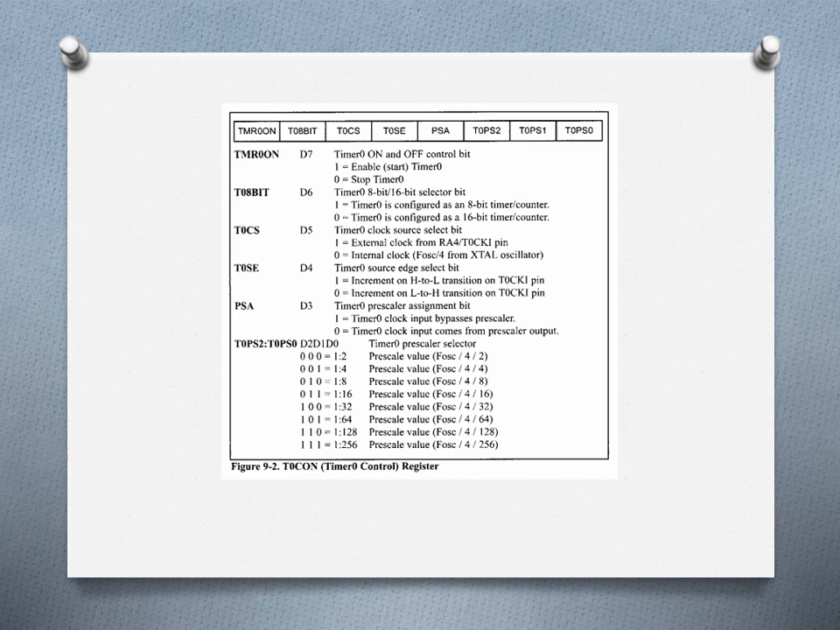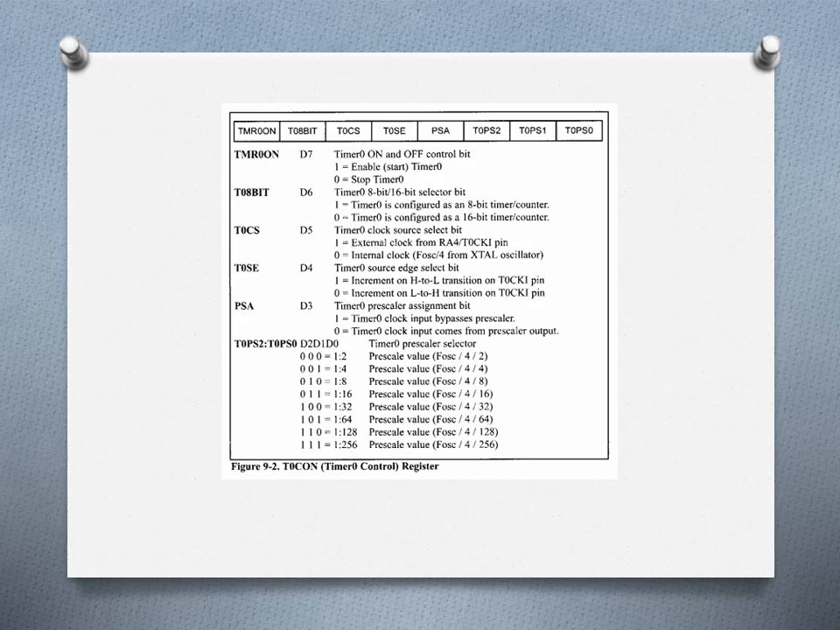The D7 bit is the Timer 0 on bit, and D6 is the Timer 0 8-bit/16-bit select bit, deciding whether it is used as an 8-bit timer or a 16-bit timer. If it is set to 1, it is an 8-bit timer. If it is set to 0, it acts as a 16-bit timer. The next one is the Timer 0 clock source. If it is 1, it is an external clock, and the timer will be used as a counter.